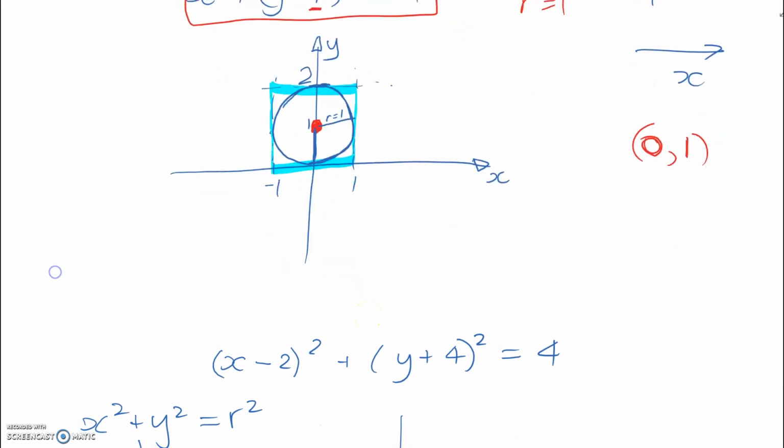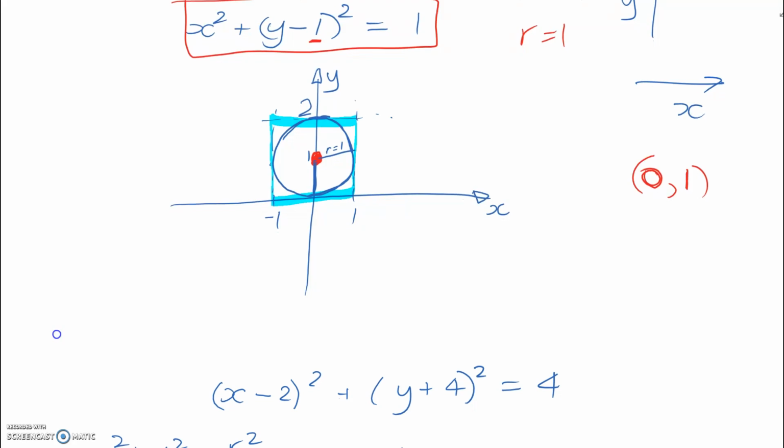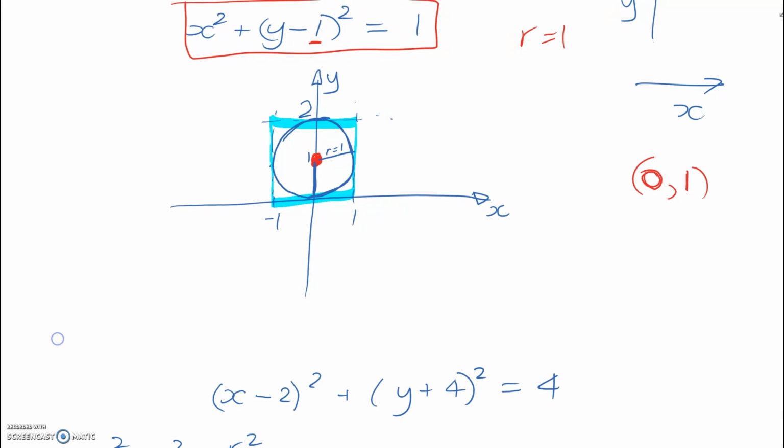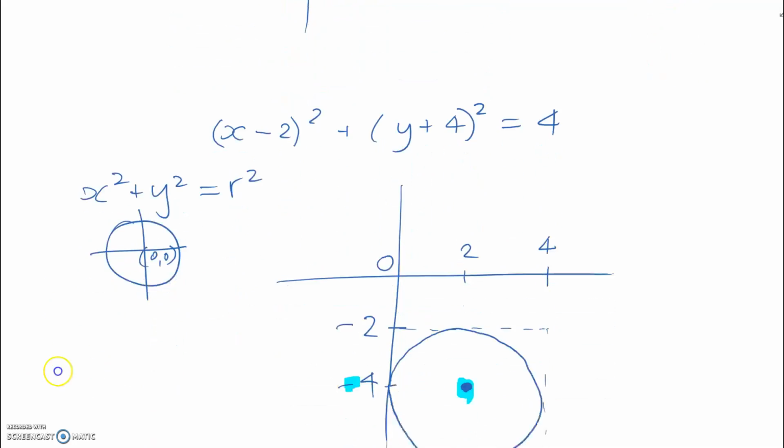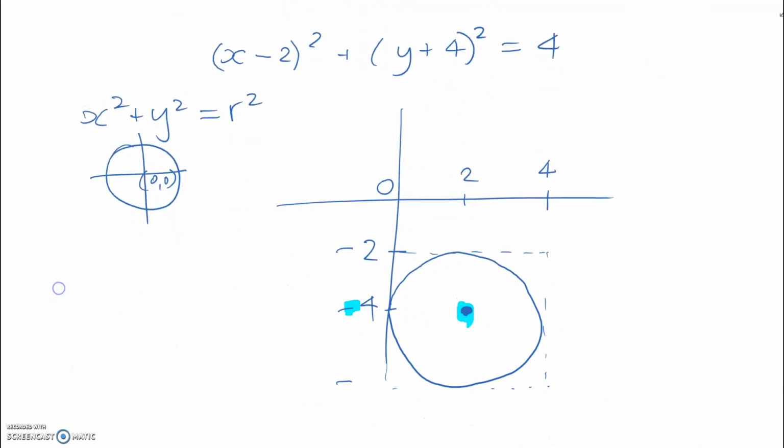Okay, so you can see how that sits neatly because the radius is 1. It comes down and hits here and goes up and hits there on the y-axis. Here's another one. This is your basic. This is what you build from.